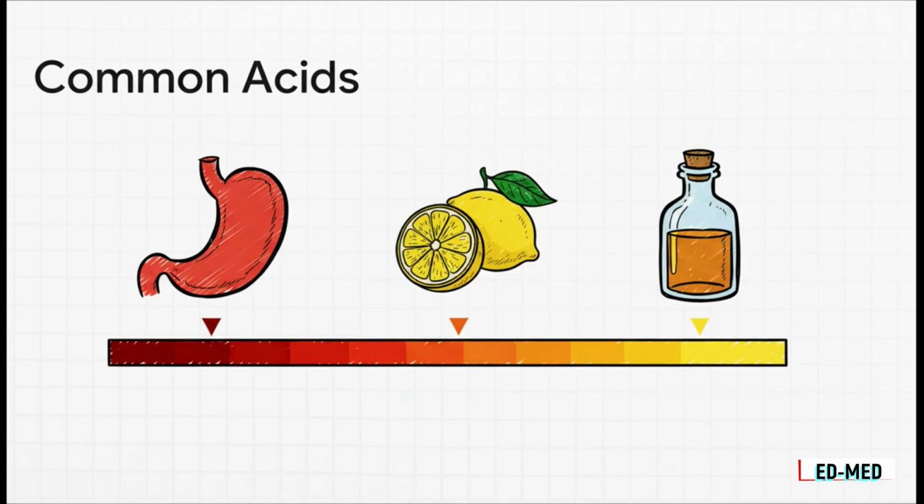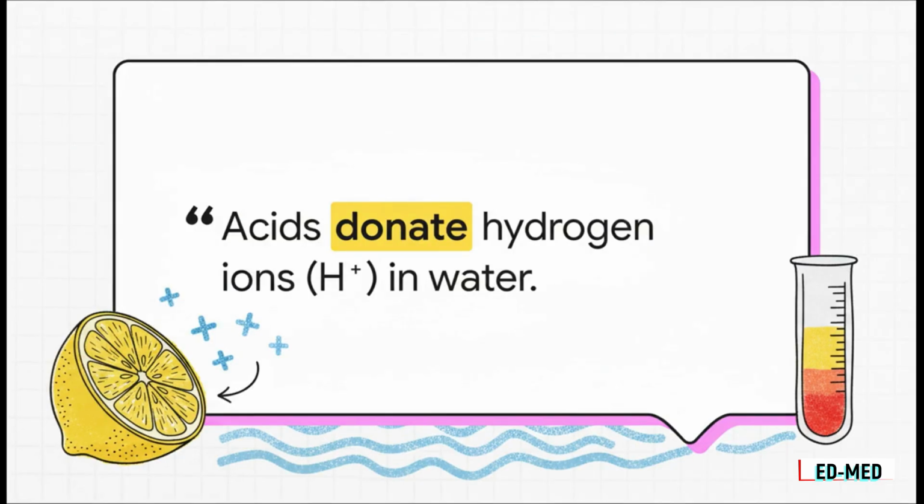I mean, your own stomach is producing this incredibly strong acid right now with a pH of about 1. The lemon juice in your fridge, that's around a 2. And the vinegar you put on salads is right there at a 3. They're everywhere. So what do acids actually do on a chemical level? It's simple. They're givers. When you put an acid in water, its whole job is to release or donate its hydrogen ions to the water.